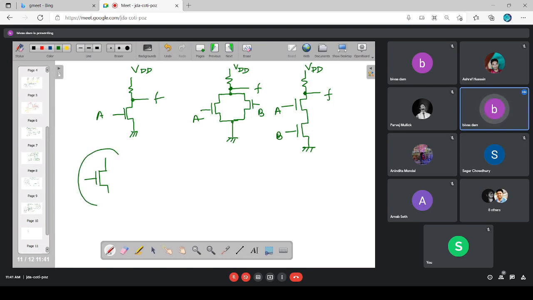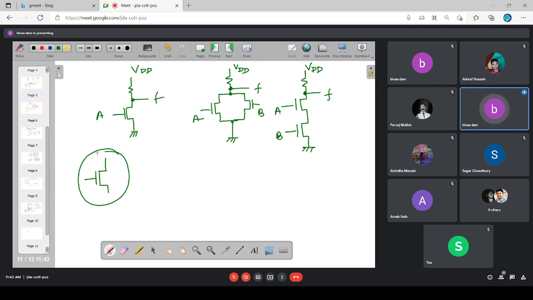What is this device? The MOSFET. What type of MOSFET? NMOS. This is basically one N-channel MOSFET. Now here, these MOS devices will be operating in switching mode. That means either they will be on or off.